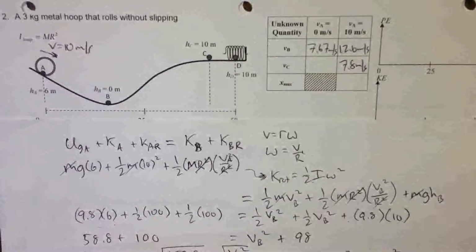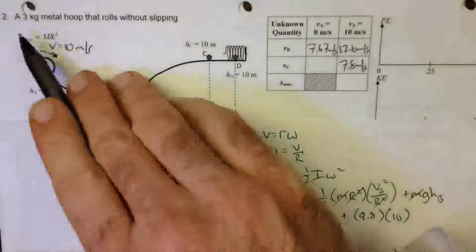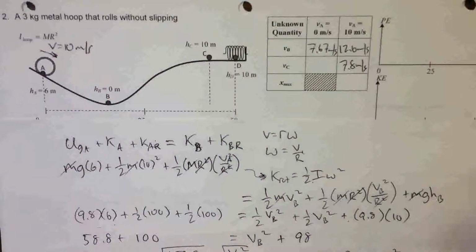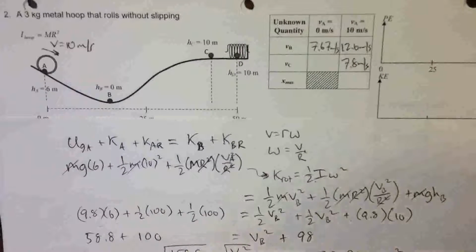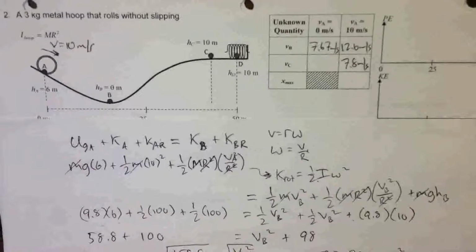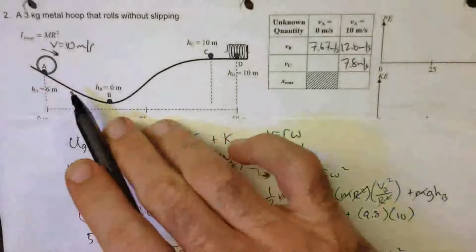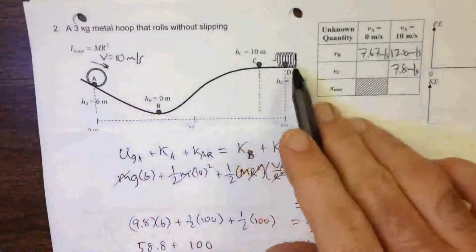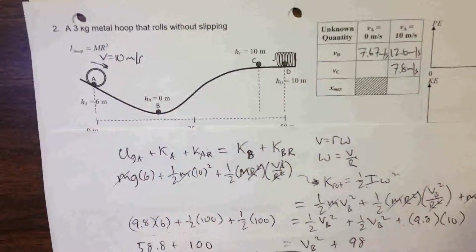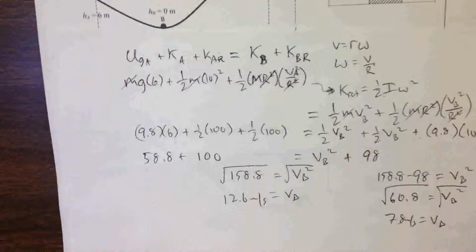All right, what about that compression though? Well, mass is going to be important here. It says it's a 3 kilogram metal hoop. And there's a couple things I can do. The energy at any one of these points, A, B, or C, will also equal the energy at D. So what do we have here?